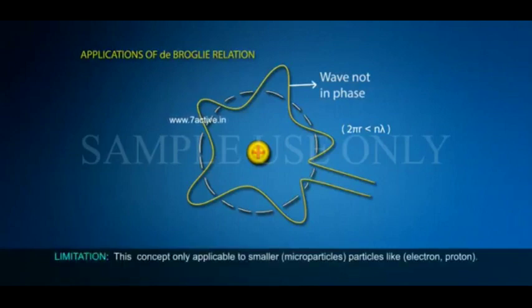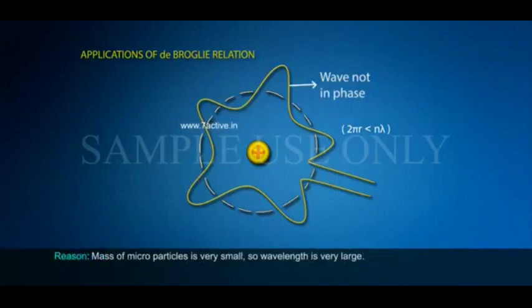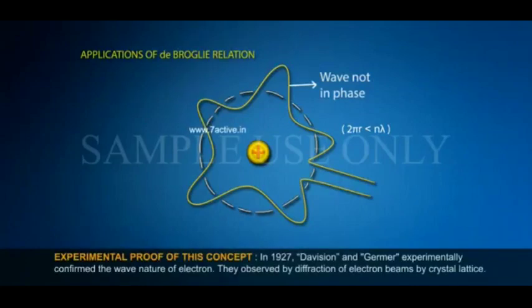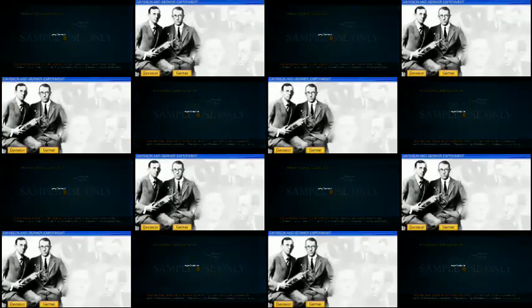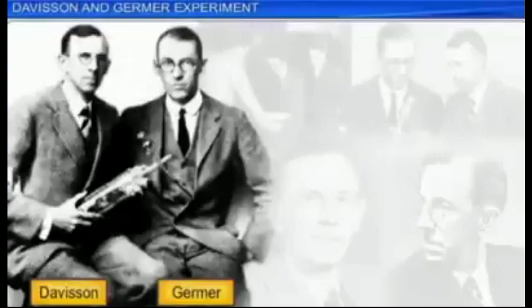Limitation: this concept is only applicable to smaller particles, particles like electron, proton. Reason: mass of macroparticles is very large, so wavelength is very small. Experimental proof of this concept: in 1927, Davisson and Germer experimentally confirmed the wave nature of electron. They observed by diffraction of electron beams by crystal lattice. Davisson and Germer established the wave nature of electrons.